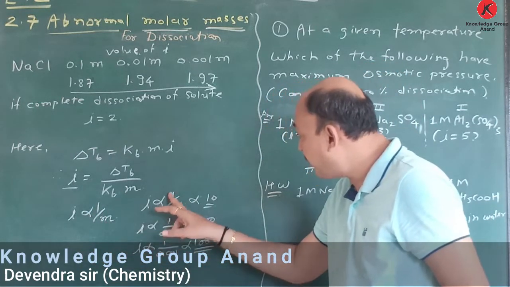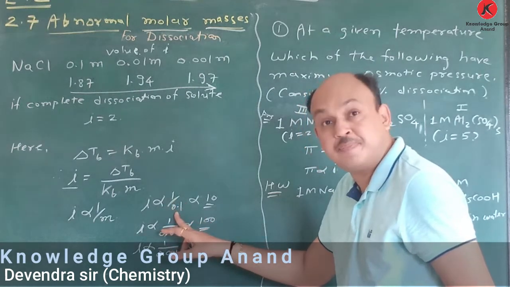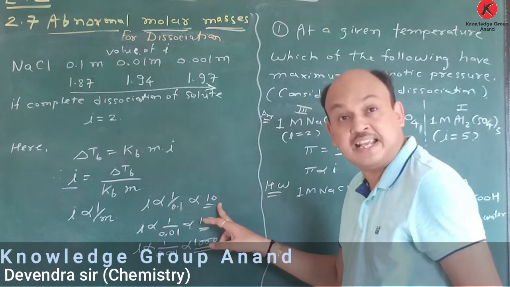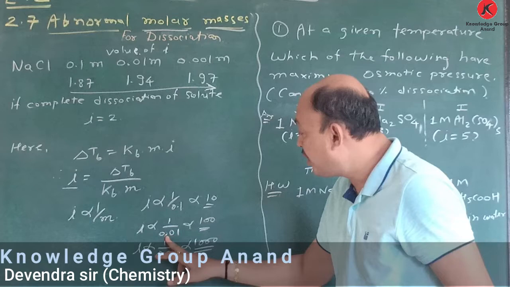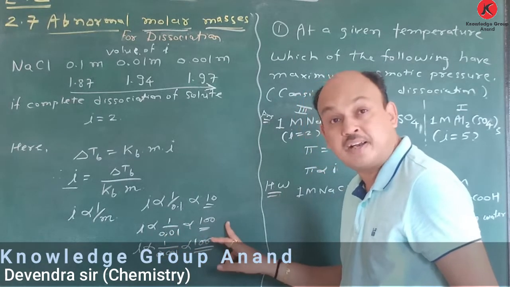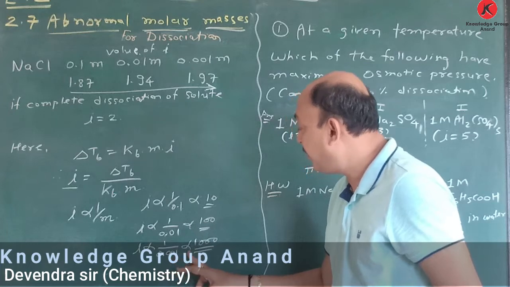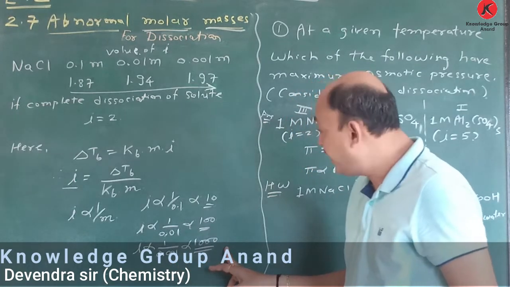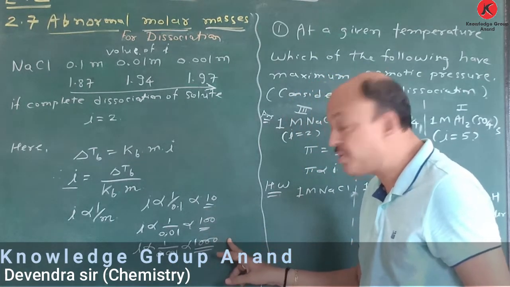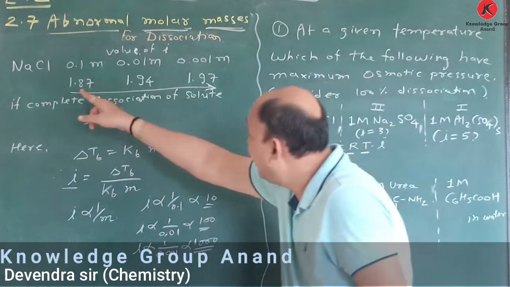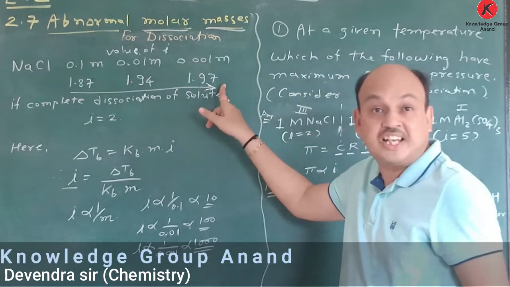Here i is proportional to 1/m. Suppose the m value is 0.1, then i is proportional to 10. For 1/0.01, i is proportional to 100. And for 1/0.001, i is proportional to 1000. So here you see 10, 100 and 1000 increase, and that's why i is increased in this direction.